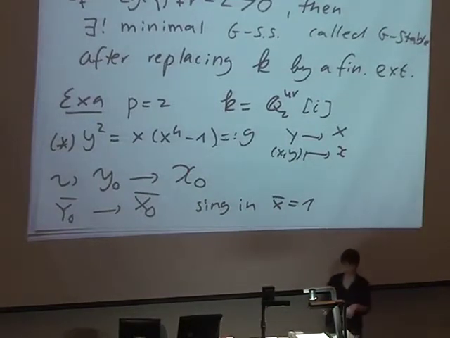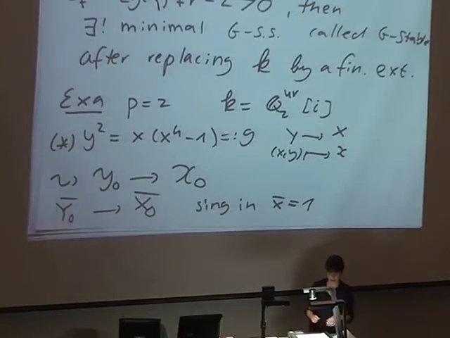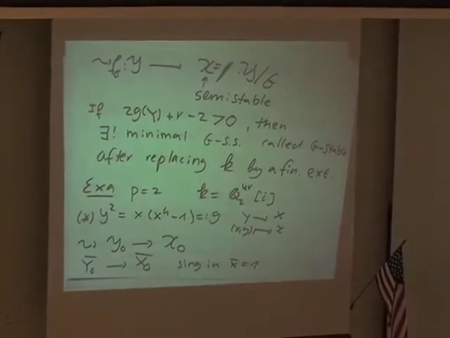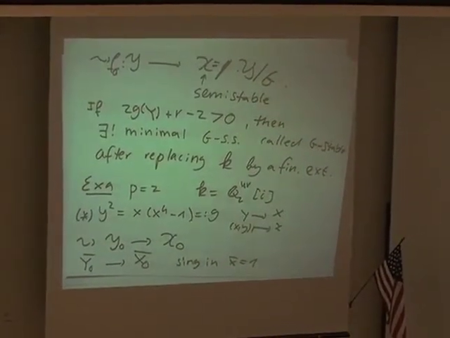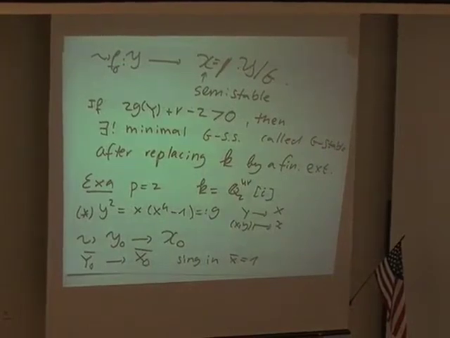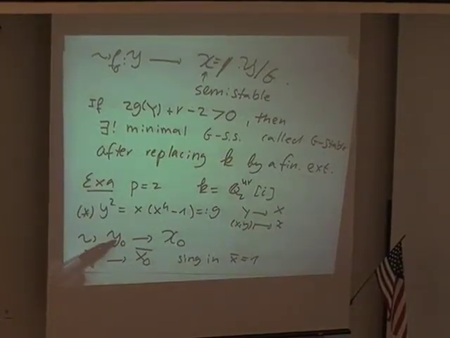So this is just the normalization of this curve, a projective line with a bad singularity in one point. This is definitely not the G-stable model that we are looking at. So what do we do? Well, we have to blow up this curve Y in this singularity.